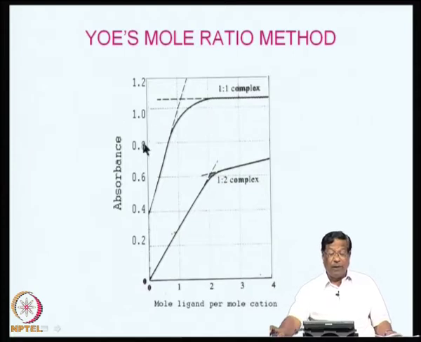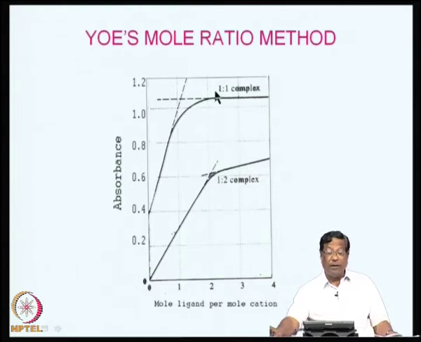This is the continuous variation method. This is also mole ratio only, because we are using 1 mole of the metal and we increase the ligands in terms of stoichiometry, that is 1:1, 1:2, 1:3, like that, and then you plot the absorbance versus moles of the ligand per mole of the cation, and then you extrapolate the two regions. Where they intersect each other would be the composition.